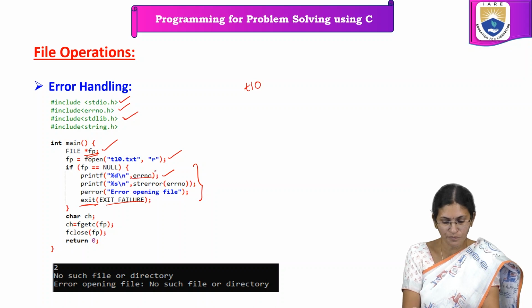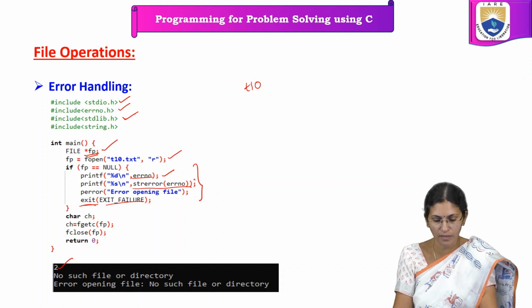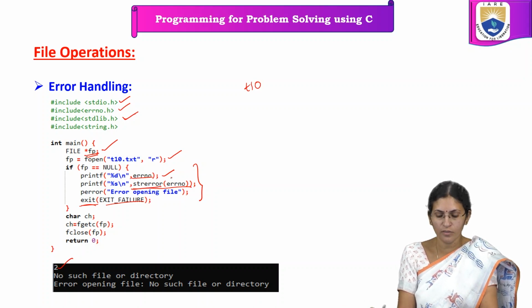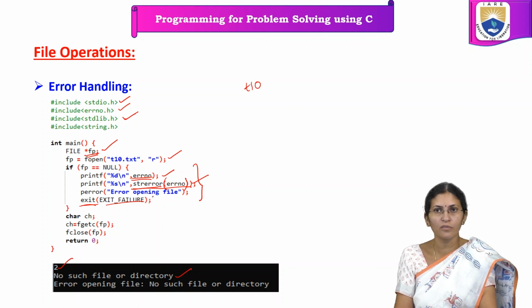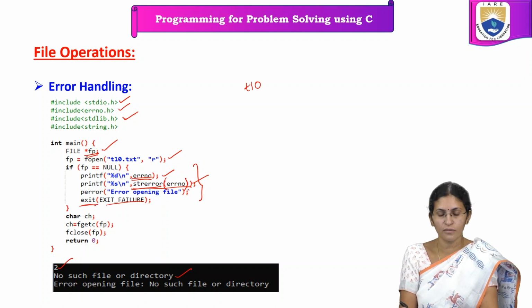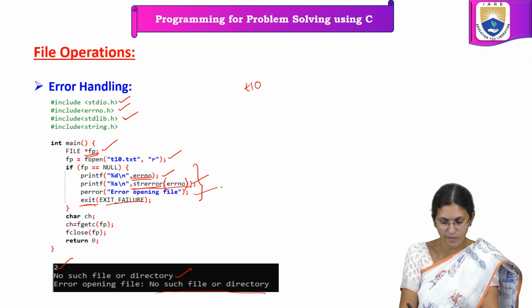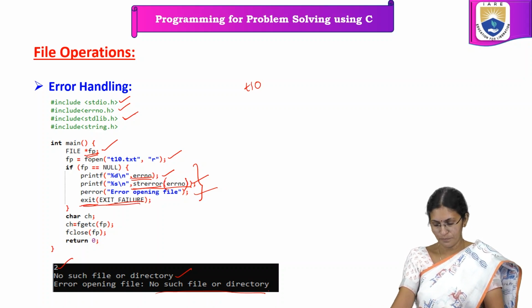The errno value, the corresponding value, is 2, and after that we are using strerror. It takes one argument, and the argument is errno. The output of this line is no such file or directory. This will give an error message, a description of the error: no such file or directory exists. Next, the perror function also does the same. It will also give the description of the error. This is the output of this line, no such file or directory. After that, it will exit the program.